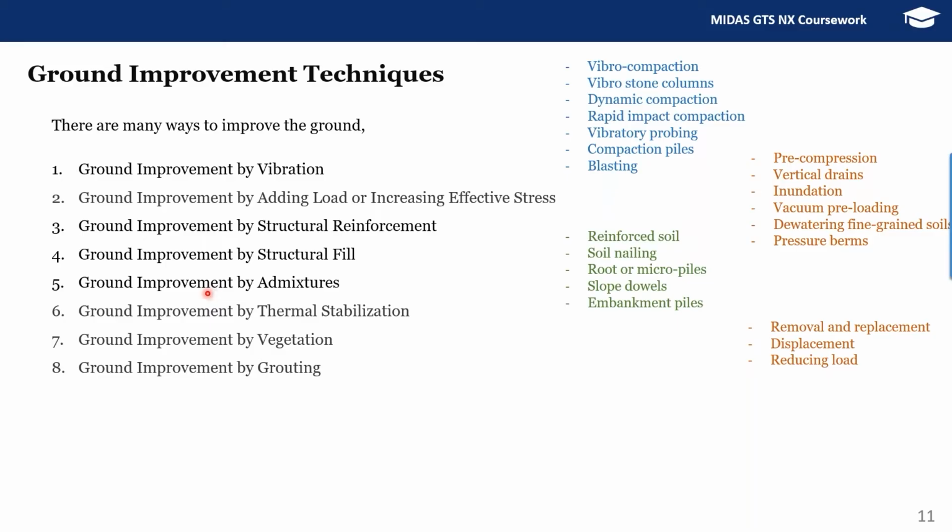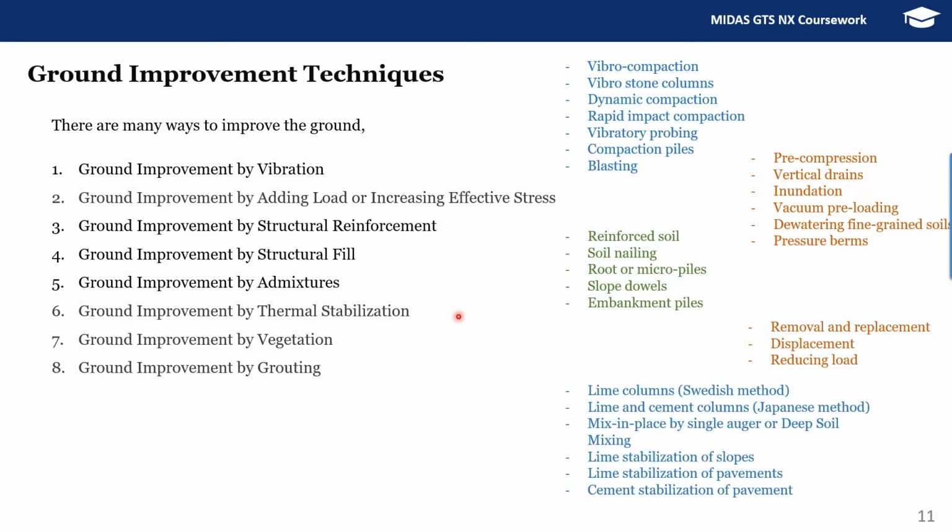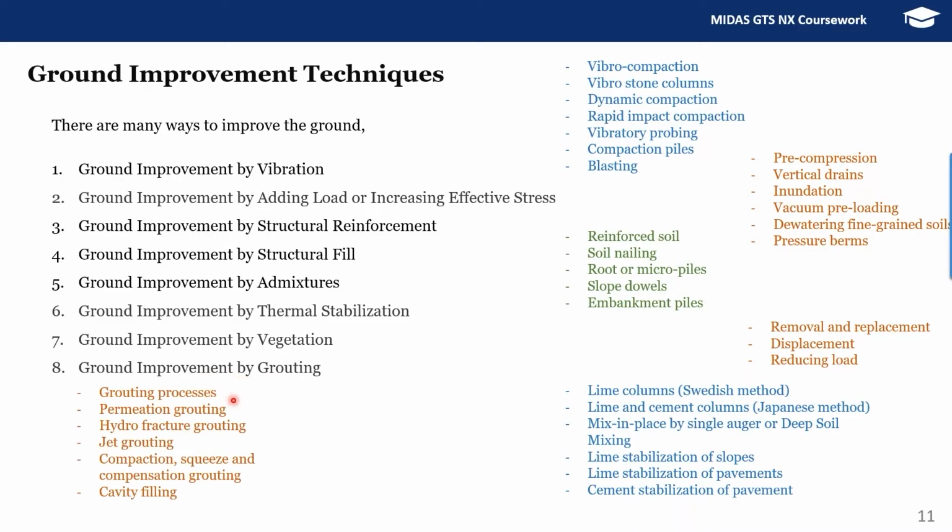And then the next one is ground improvement by admixtures, where there are many methods by which admixtures can be added to improve the ground. Then ground improvement by thermal stabilization, basically heating or freezing the ground, and ground improvement by vegetation. And the very last and important is ground improvement by grouting: cavity filling, jet grouting, permeation grouting, hydrofracture grouting, and so on. So these are the different techniques.